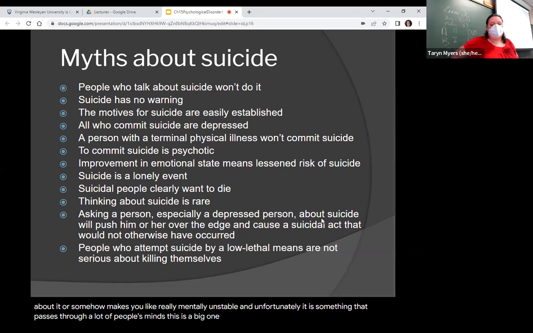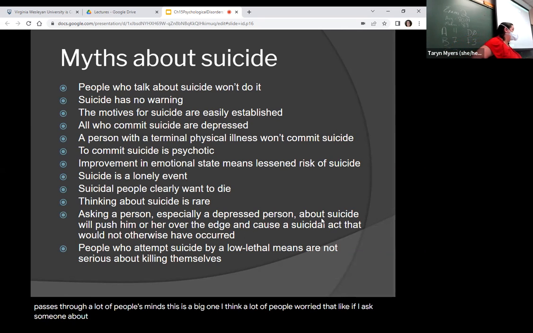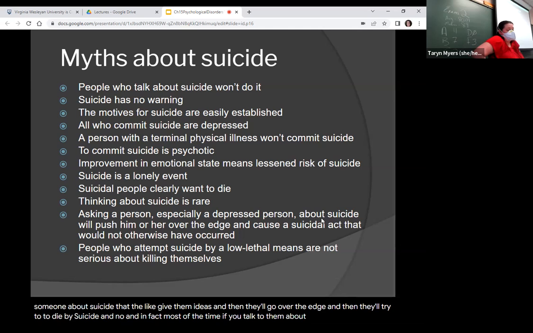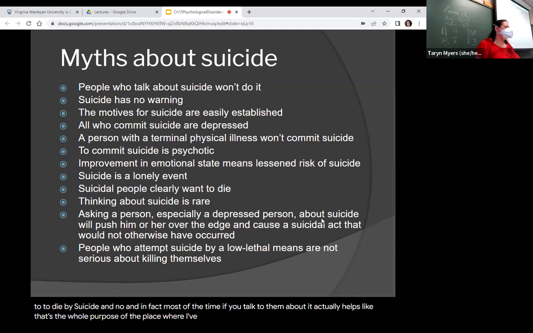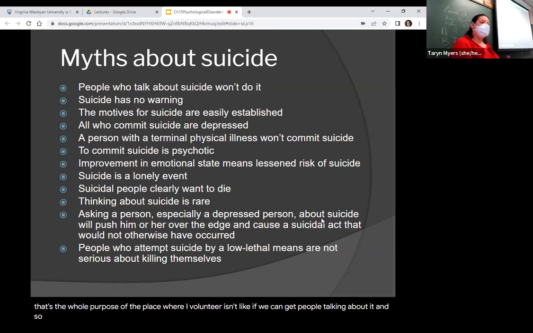This is a big one. I think a lot of people worry that if I ask someone about suicide, that'll give them ideas, and then they'll go over the edge and try to die by suicide. And no, in fact, most of the time, if you talk to them about it, it actually helps. That's the whole purpose of the place where I volunteer: if we can get people talking about it and supporting them, oftentimes, at least temporarily, that can make them reconsider.